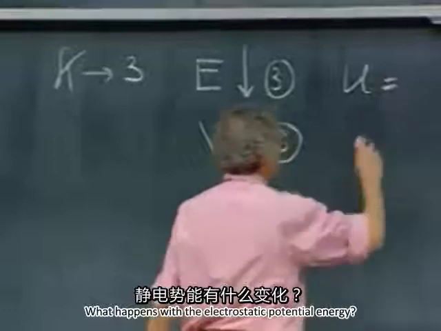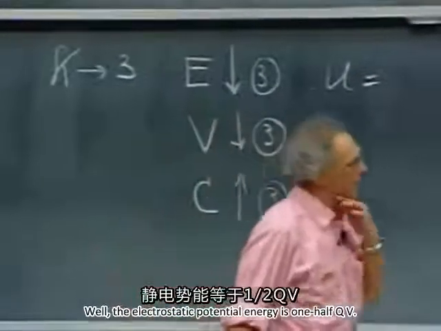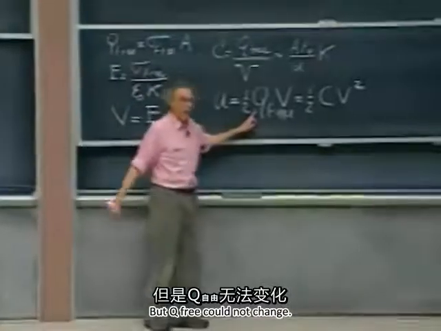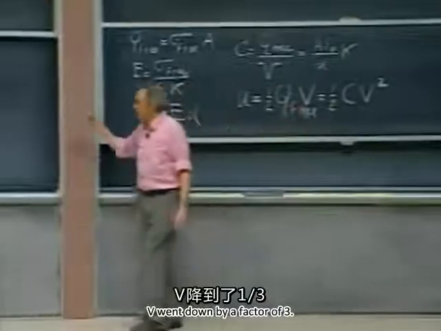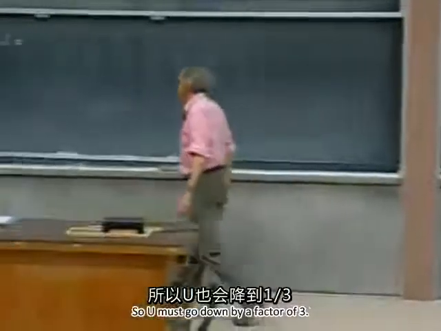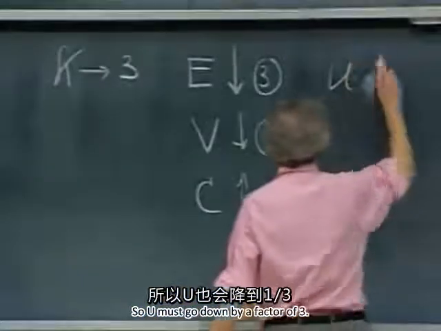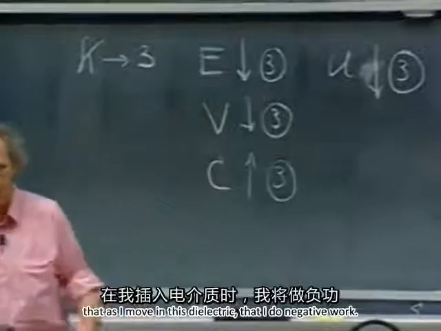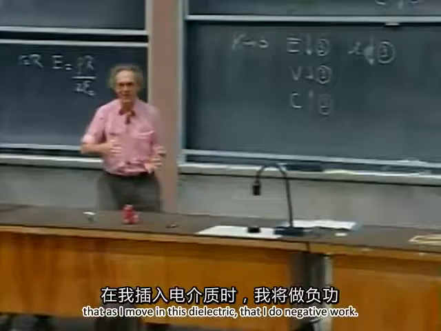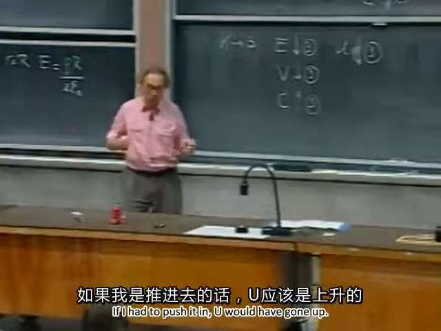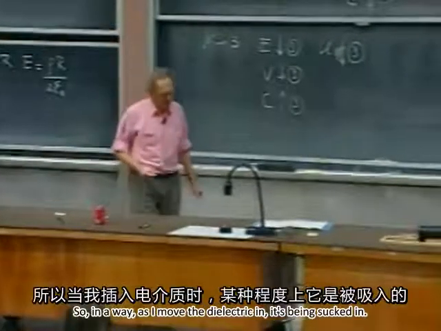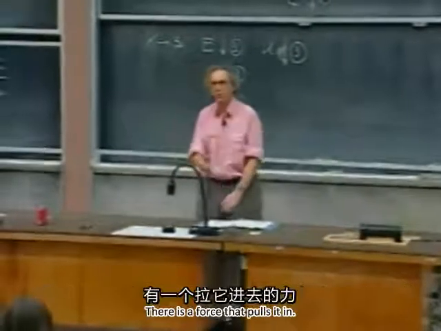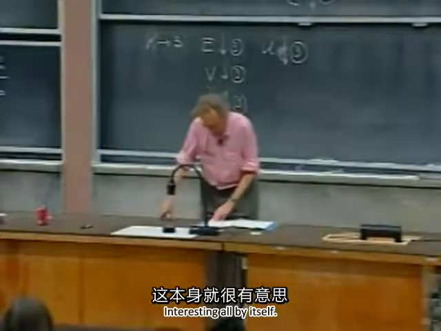What happens with the electrostatic potential energy? Well, the electrostatic potential energy is 1/2 QV. But Q free could not change. V went down by a factor of 3. So U must go down by a factor of 3. That means if the electrostatic potential energy goes down, as I move in this dielectric, I do negative work. If I had to push it in, U would have gone up. So in a way, as I move the dielectric in, it's being sucked in. There is a force that pulls it in. Interesting all by itself.